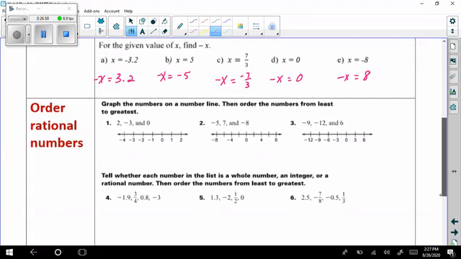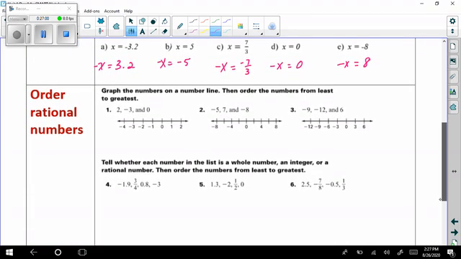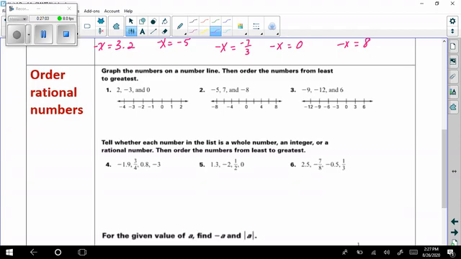All right, then the next part here we have order rational numbers. To order the rational numbers, if they're not in nice, pretty numbers, we're going to put them all into decimals and then order them. In this case, they're all plain numbers, nice numbers. So let's just plot them on the number line. So 2 is going to go right here. Negative 3 is over here, and 0 is here. So in order, they're going to be negative 3, 0, and 2.